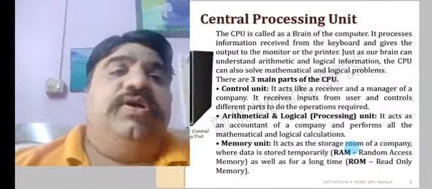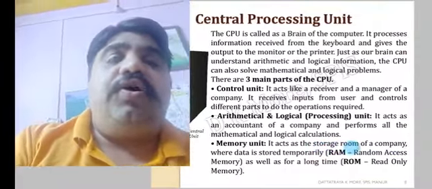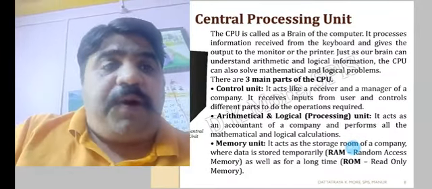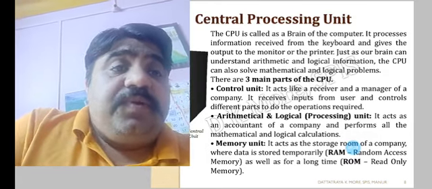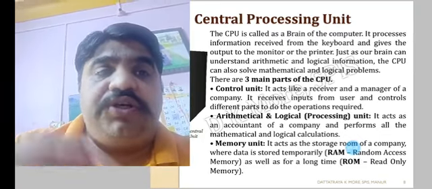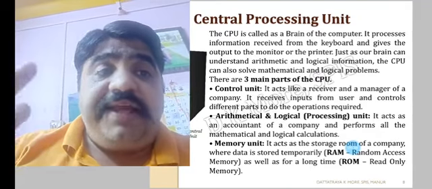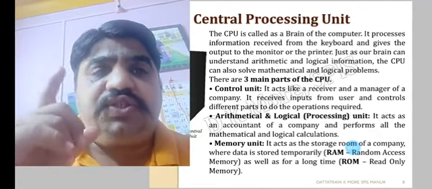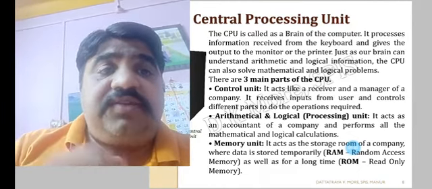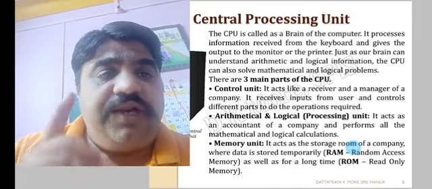Now let's come to the very important part, CPU, Central Processing Unit. This is actually called the brain of a computer because all the activities are done in this part. It processes information received from the keyboard and gives the output to the monitor or the printer. Just as our brain can understand arithmetic and logical information, the CPU can also solve mathematical and logical operations or problems. There are three main parts of the CPU: control unit, arithmetic logic unit and memory unit.